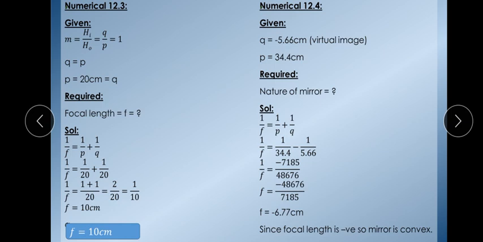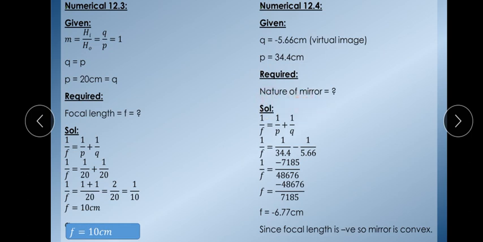Students, for solving 12.4, the statement is: find the focal length of a mirror that forms an image 5.66 centimeter behind the mirror of an object placed at 34.4 centimeter in front of the mirror. Is the mirror concave or convex? As the image is virtual, q is equal to minus 5.66, so we will take the sign of minus with the value. The p is equal to 34.4 centimeter. Our required are focal length and nature of the mirror.